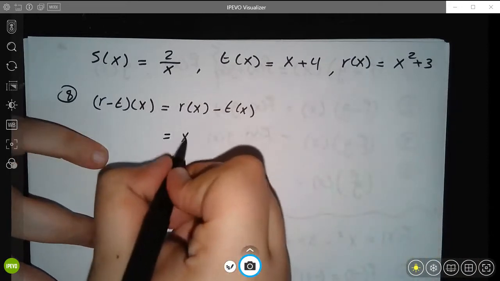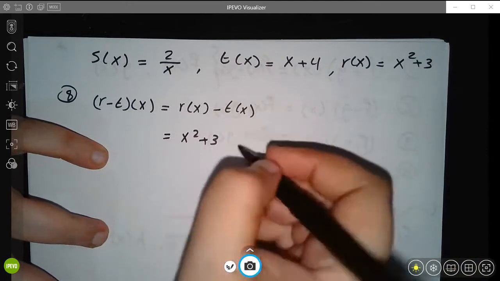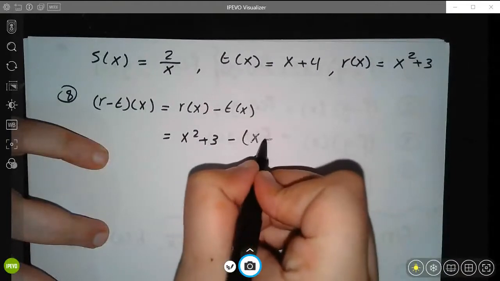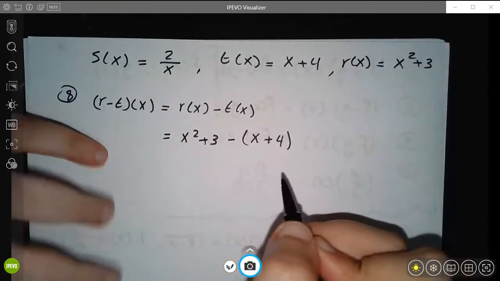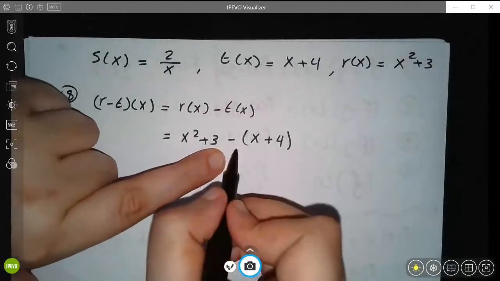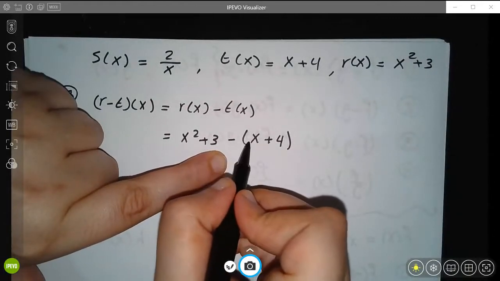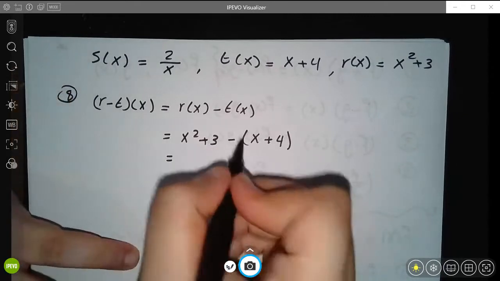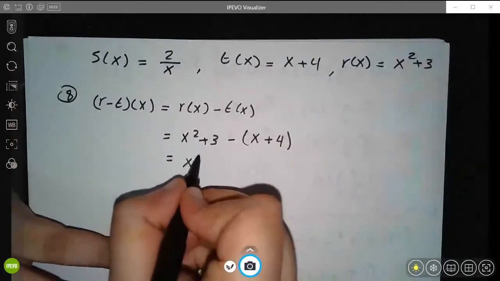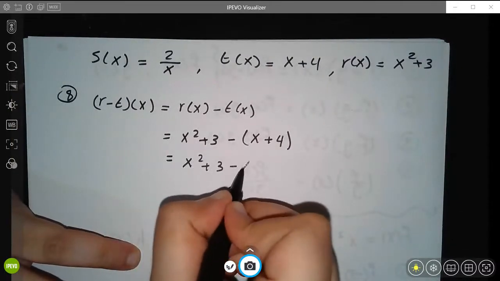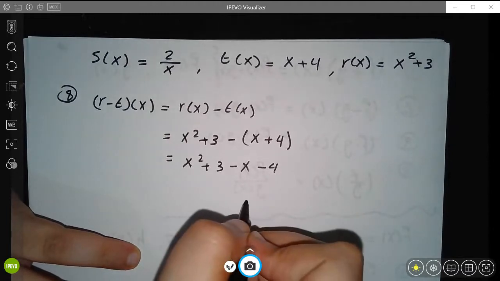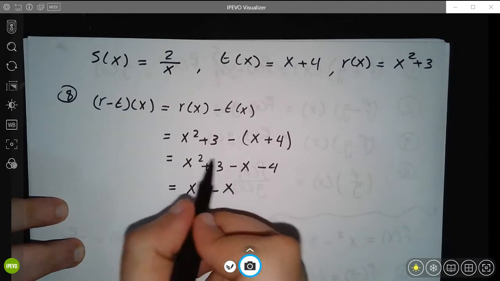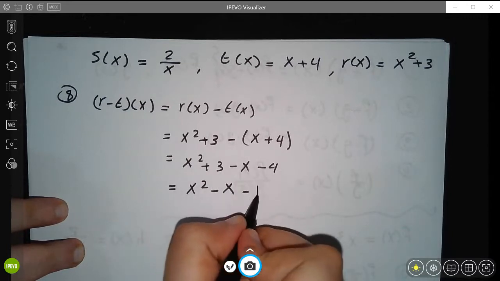So r goes first. We have x squared plus 3. That's my r. So x squared plus 3 minus parenthesis t, which is x plus 4. Now in this one, the parentheses, because you can notice that this negative is going to turn the x negative and the 4 negative. So multiply the negative in, you get what? x squared plus 3 minus x and minus 4. That is x squared minus x, and positive 3 and negative 4 is negative 1.